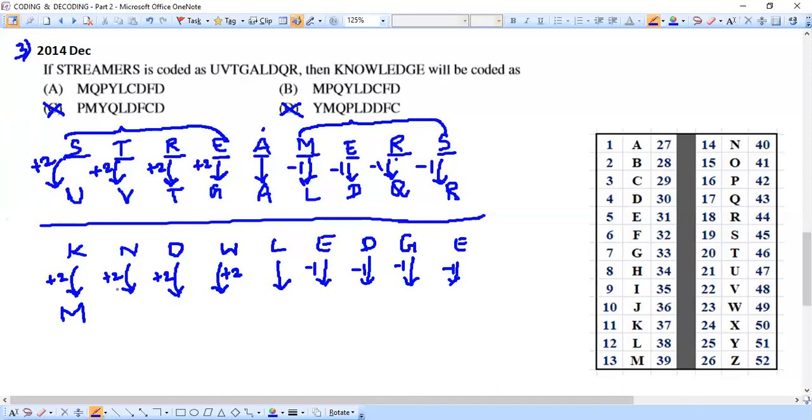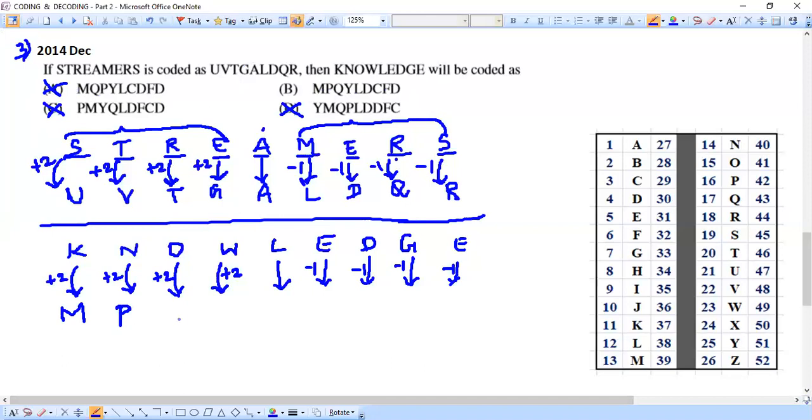Next, we have N plus 2. N is already at the 14th position, so 14 plus 2 will give us 16, and 16 corresponds to P. Yes. Now again coming to the options, option A can also be rejected, because in option A we have MQ, but option B is more matching with our answer, MP. That means option A is also going off. Anyways, we'll confirm by continuing and get the answer.